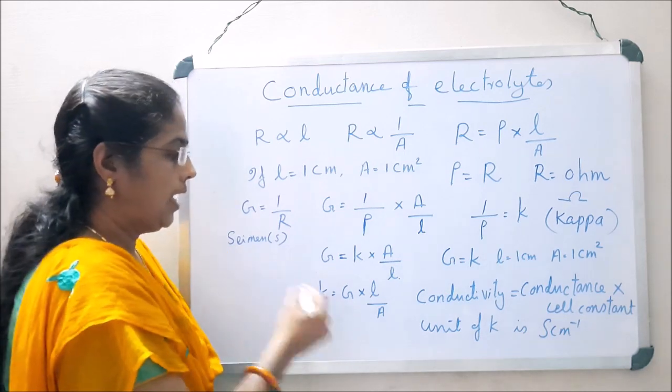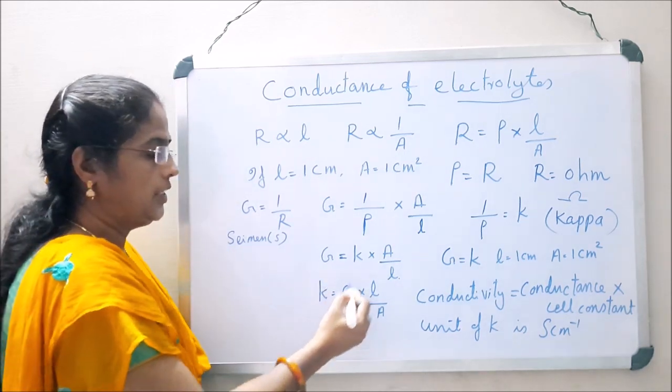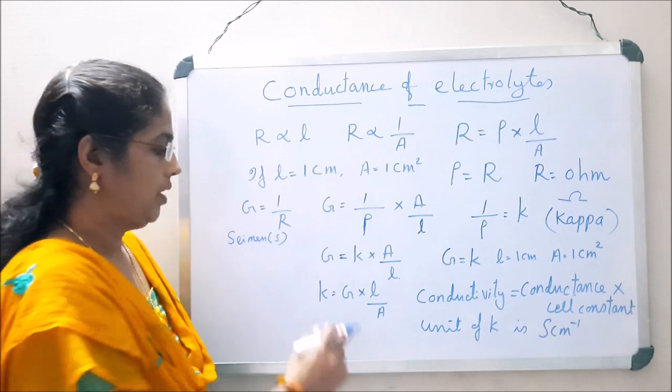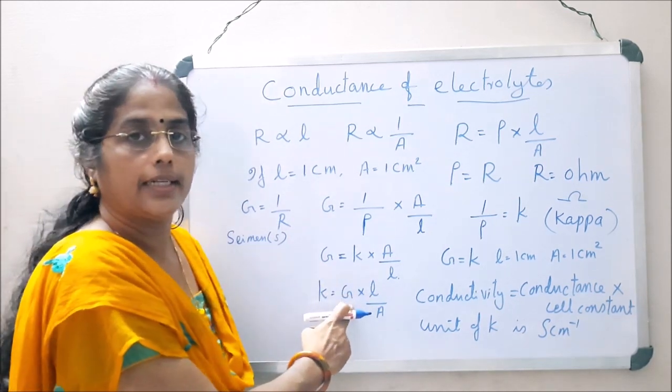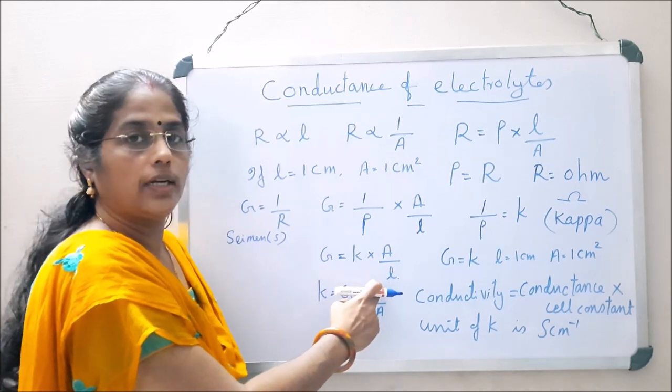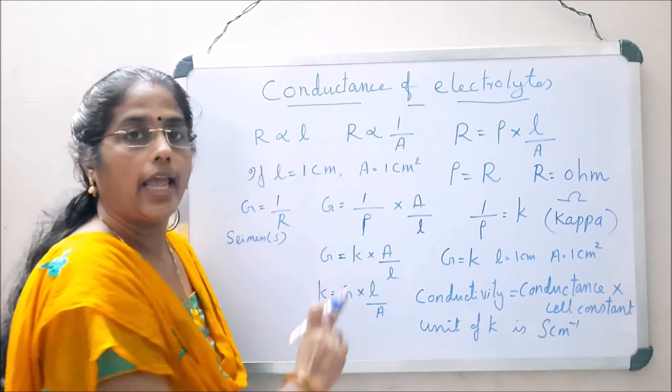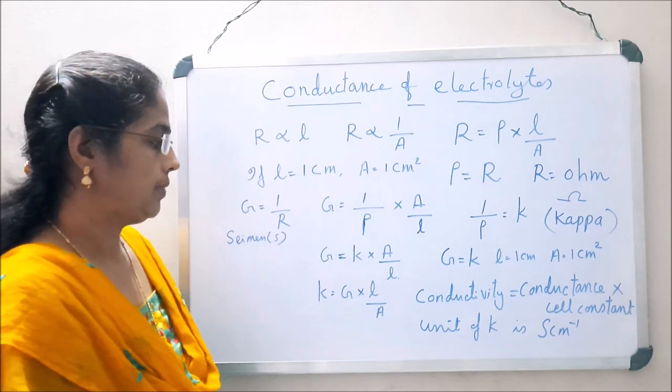So this kappa is equal to G into L by A. The kappa is the conductivity, G is the conductance, L is the length of the conductor, and A is the area of the cross section.